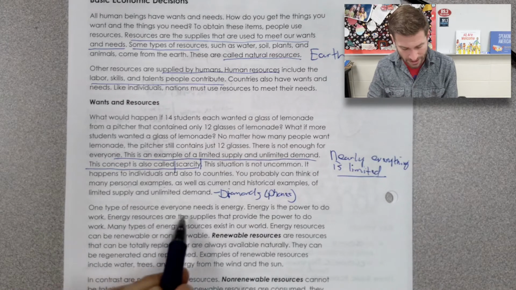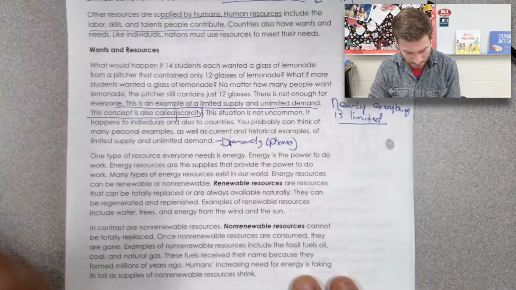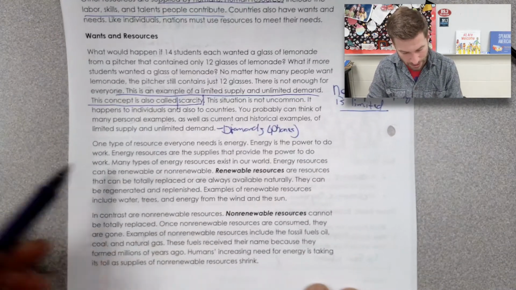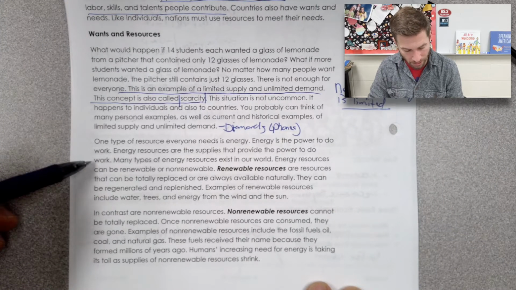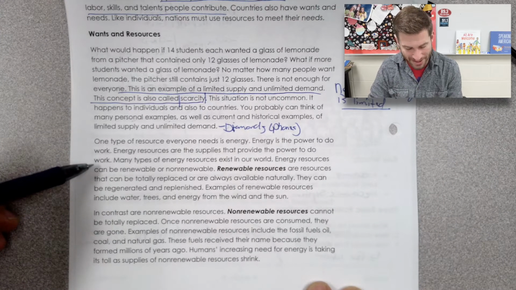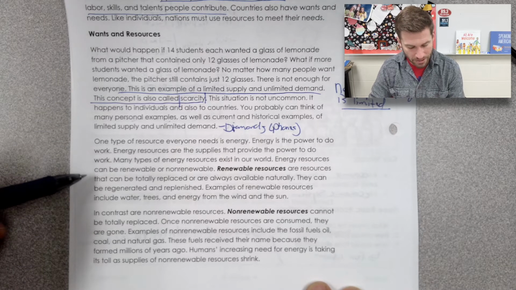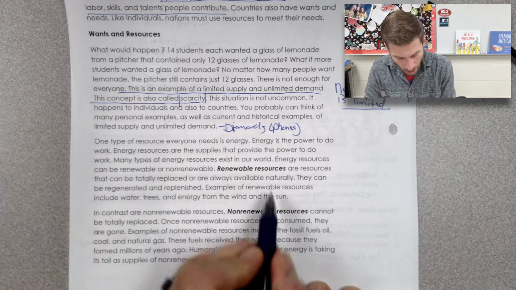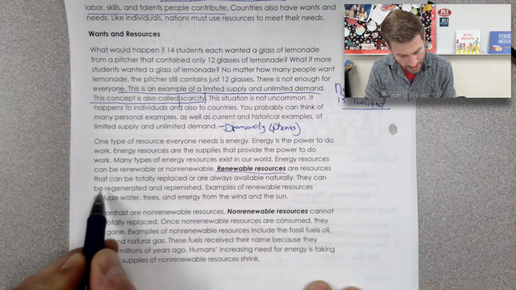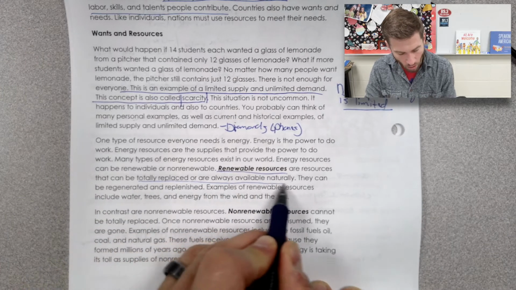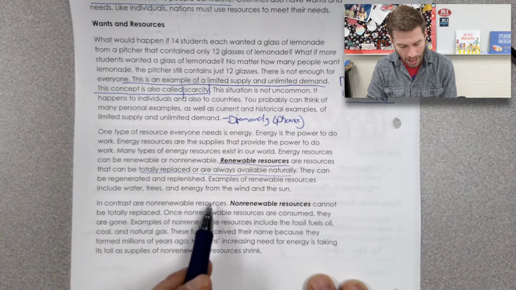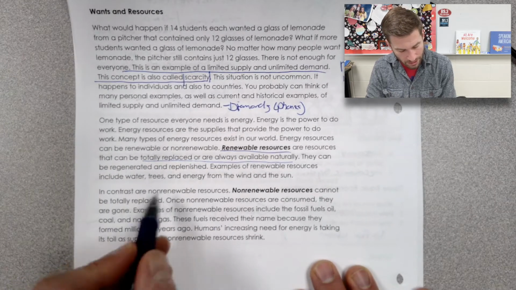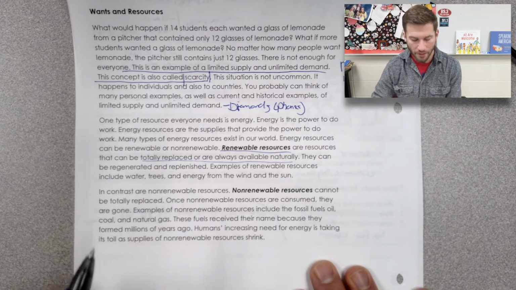One type of resource that everyone needs is energy. Energy is the power to do work. Energy resources are the supplies that provide the power to do work. Many types of energy resources exist in our world. Energy resources can be renewable or non-renewable. Renewable resources are resources that can be totally replaced or are always available naturally. They can be regenerated and replenished. Examples of renewable resources include water, trees, and energy from the wind and the sun.